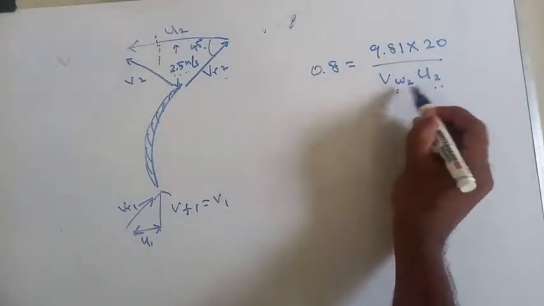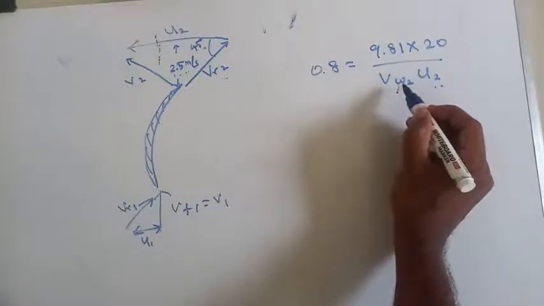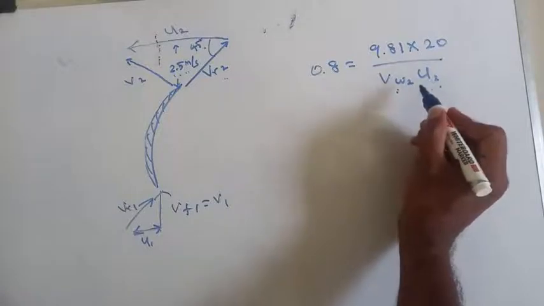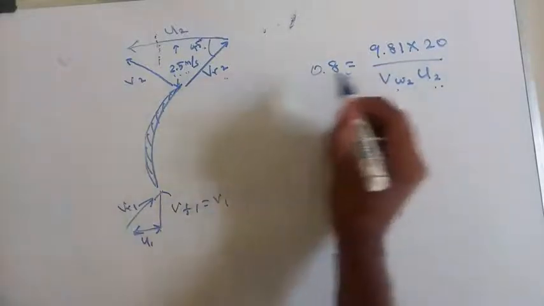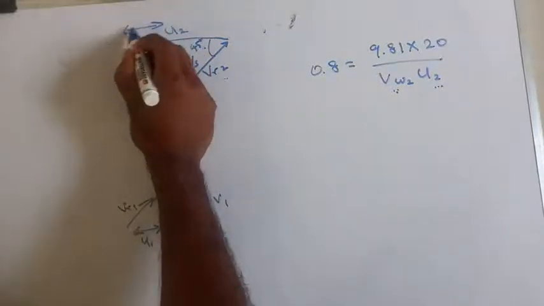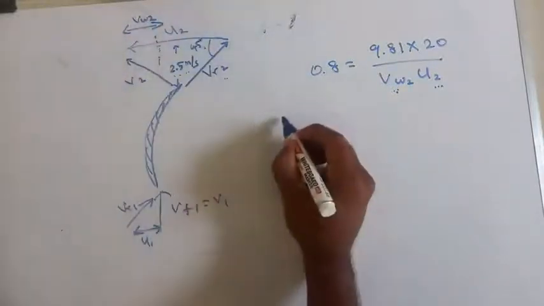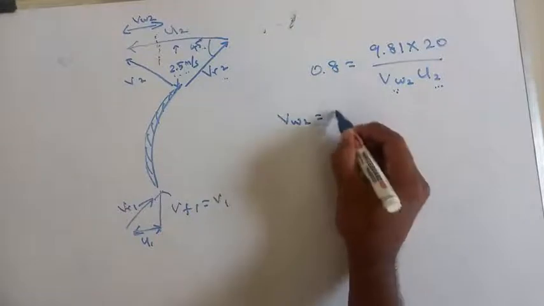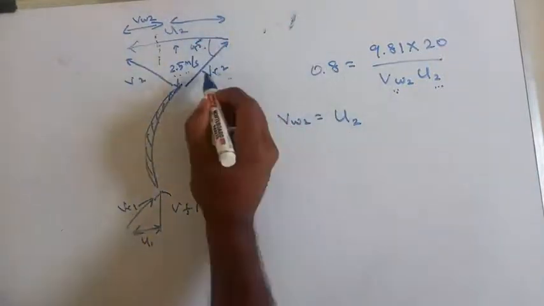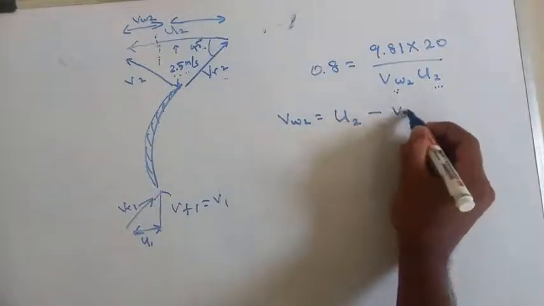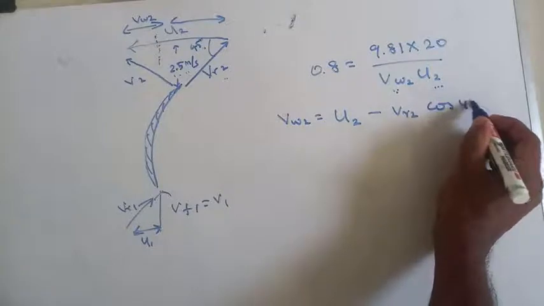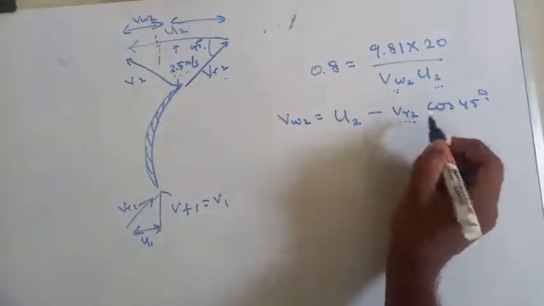If we know any one value, we can calculate another value by substituting it in this formula. Now let's derive the relationship between VW2 and U2. I know VW2 is equal to U2 minus this value, which is nothing but VR2 times cos 45.